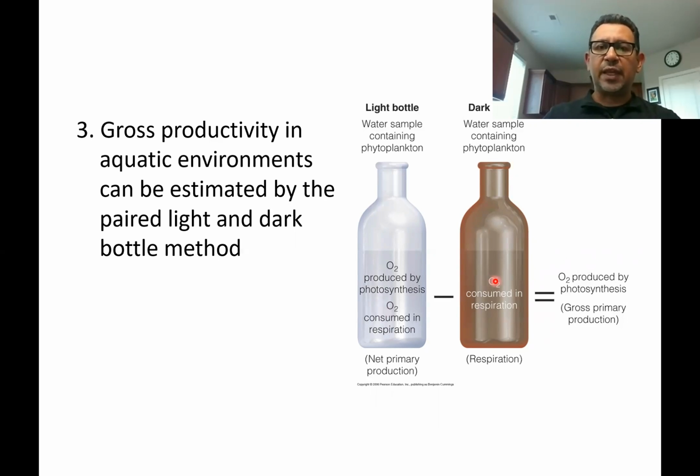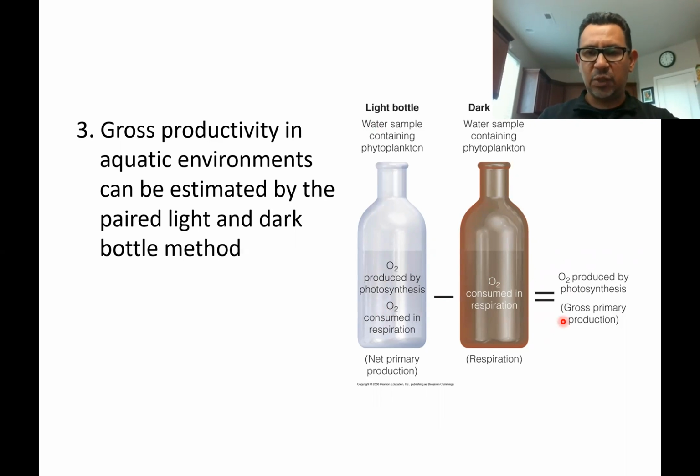And so if you take the oxygen remaining in a bottle during the light period, oxygen after photosynthesis, and you stop during respiration, minus the oxygen that was consumed during respiration, you end up with a measure of the gross primary production. And with this, you can eventually go and assume what the net primary production can also be.